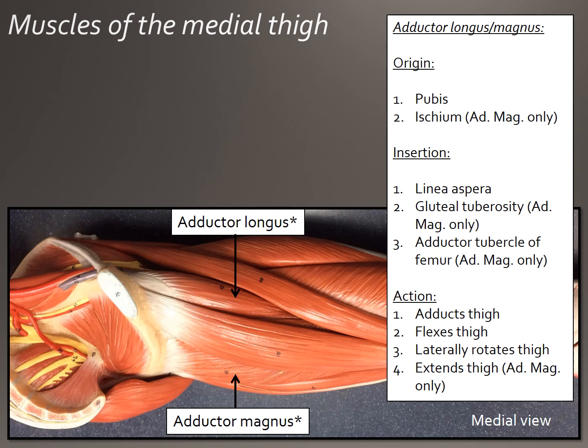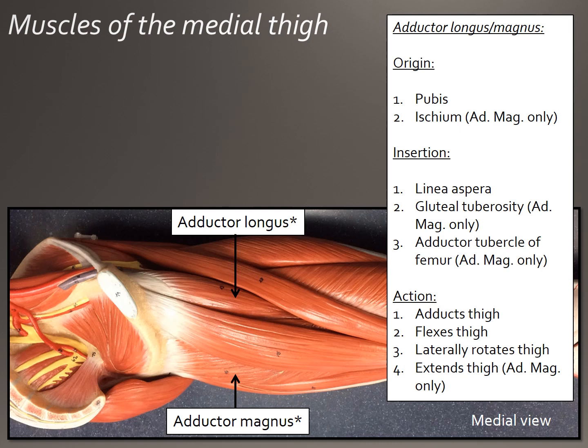Now, for the adductor longus, the longus refers to the fact that this muscle is longer in the thigh, and for the adductor magnus, magnus refers to the size, and this is the biggest adductor in the medial thigh. Now there's a lot of overlap between the origins and the insertions of the adductor longus and the adductor magnus. And to make your studying a bit easier, we're going to highlight those features that do overlap for these 2 muscles.